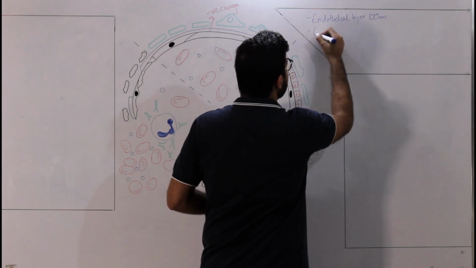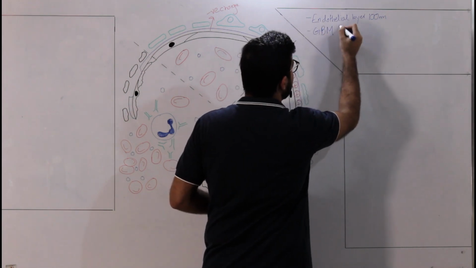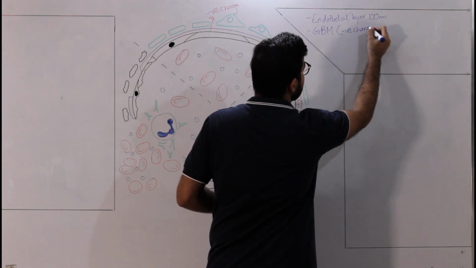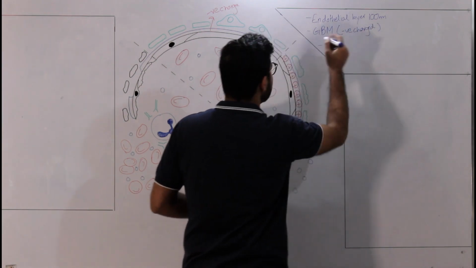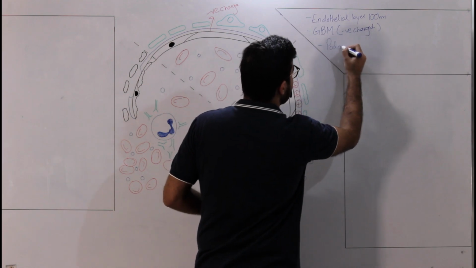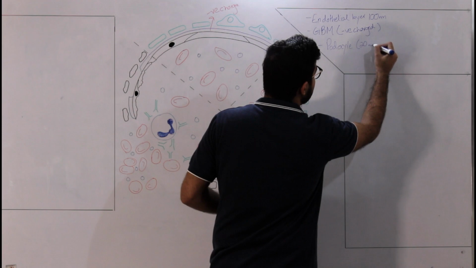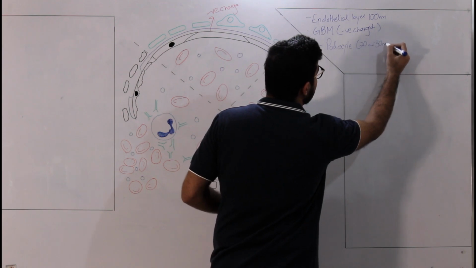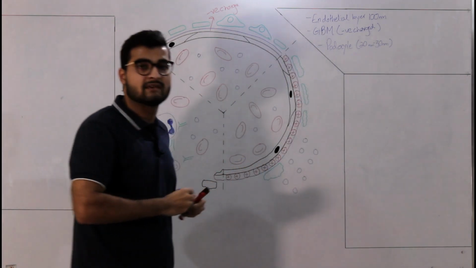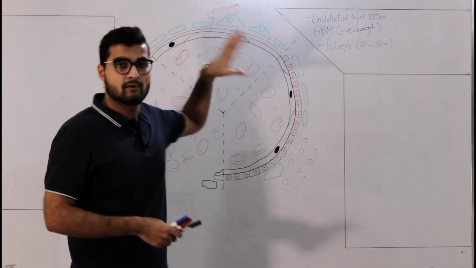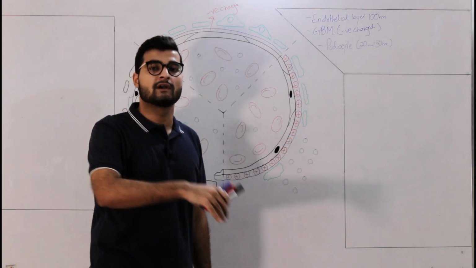Coming on to the second layer, that is your basement membrane, which is negatively charged to repel proteins. And the third thing is basically your podocyte with filtration slits of 20 nanometer to 30 nanometer in between them. So this is what makes up your barrier inside your glomerulus. Now, if anything were to happen to this barrier, you would end up with nephrotic or nephritic syndrome.